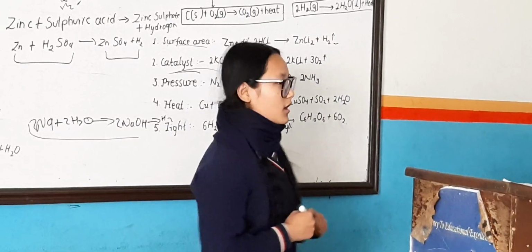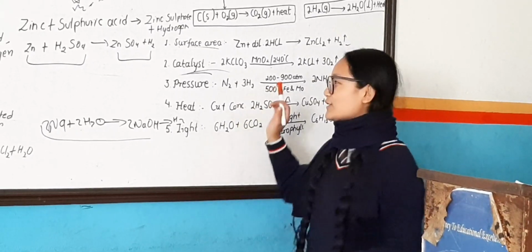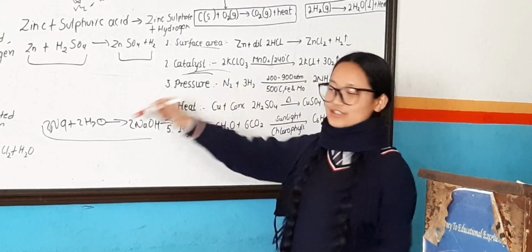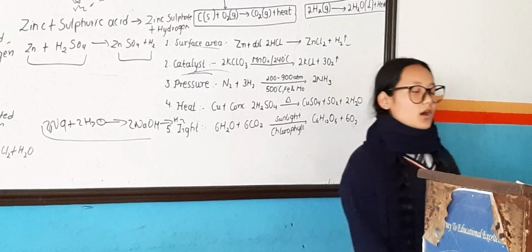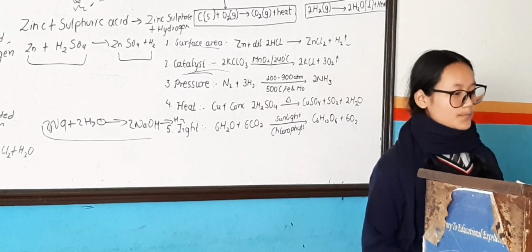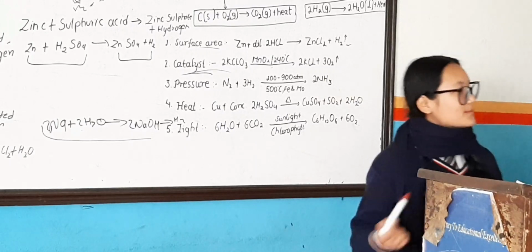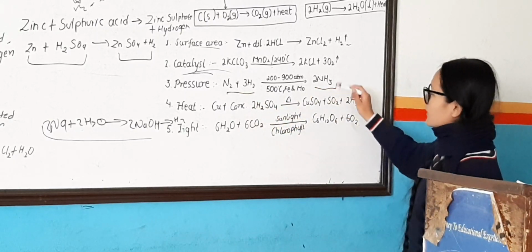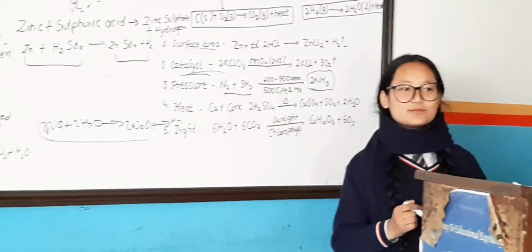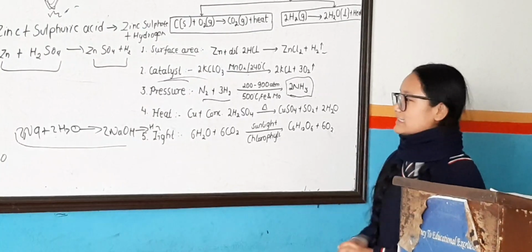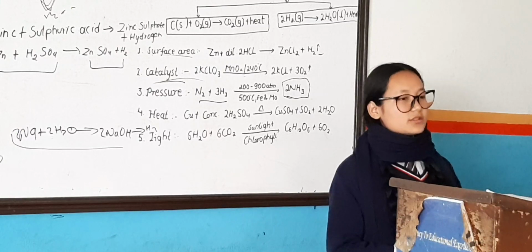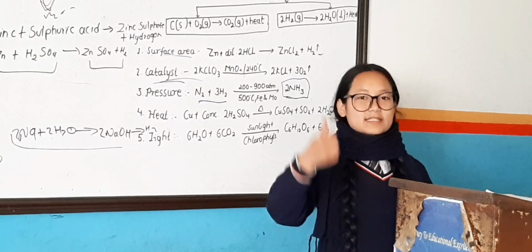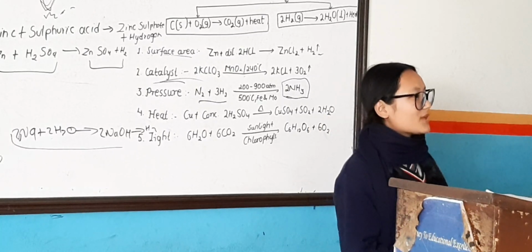Now going to the pressure. Yes, pressure is also one of the important conditions needed in a chemical reaction. When more pressure is applied to the reactants, then the products will be produced faster. And heat and light, heat also is used in chemical reaction for faster and proper reaction.